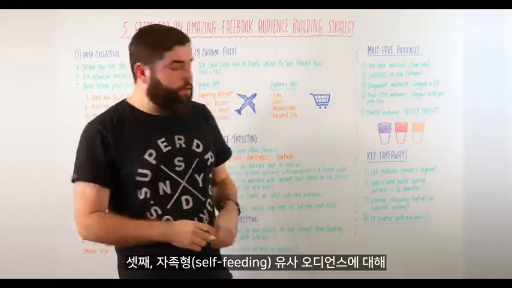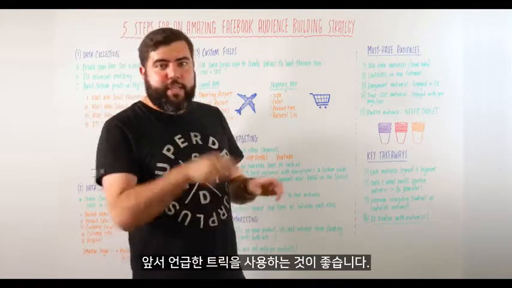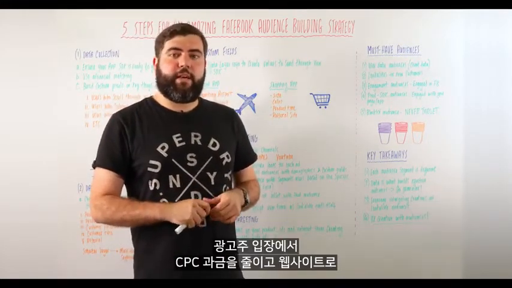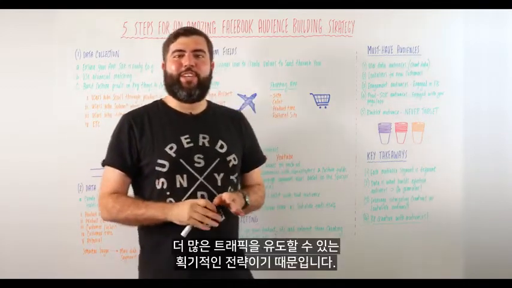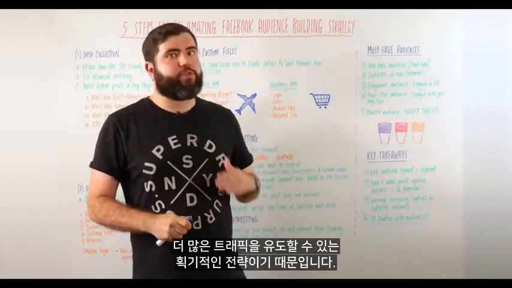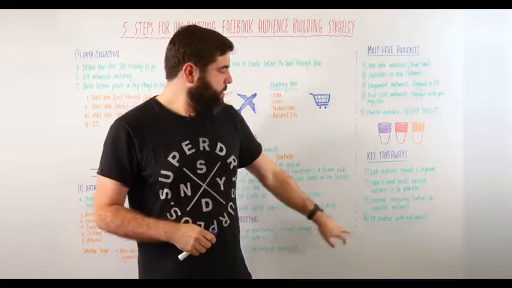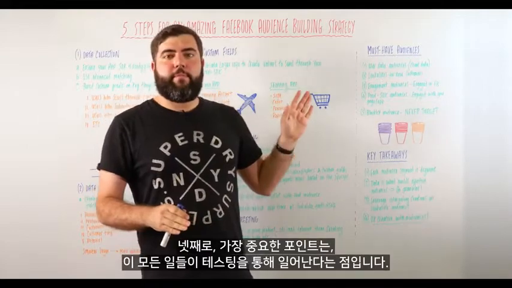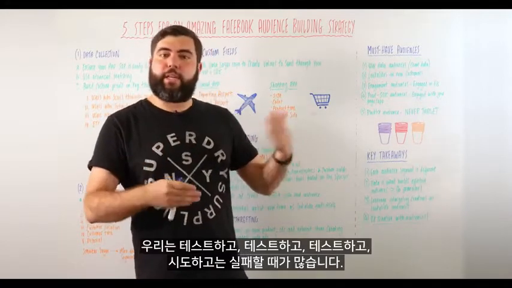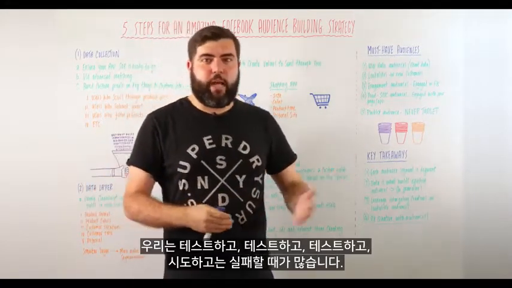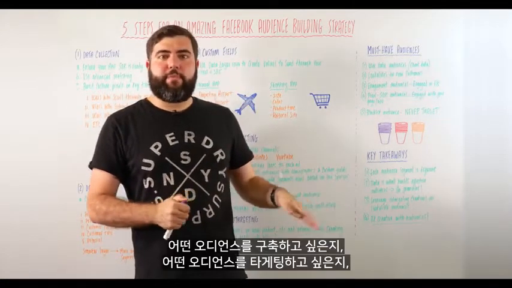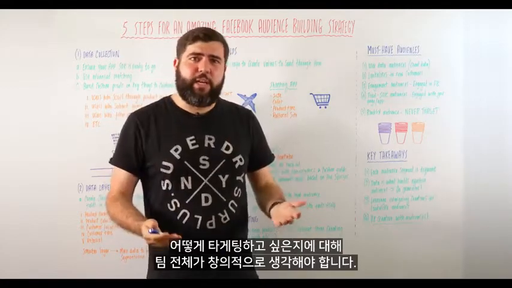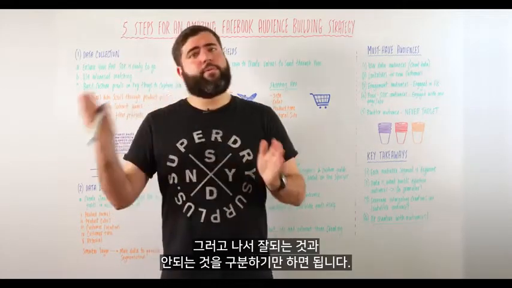Third, use the trick we mentioned about self-feeding lookalike loops, because for us it has been an eye-opening strategy to reduce CPCs and be able to drive more traffic to the website. Don't forget about that one. Fourth, and the most important, all this happens because of testing. We test, we test, and we test, and we try, and we fail half of the time. Be creative. Let your team be creative with which audiences they want to build and target, how they want to target them, and just separate the things that work from the ones that don't.